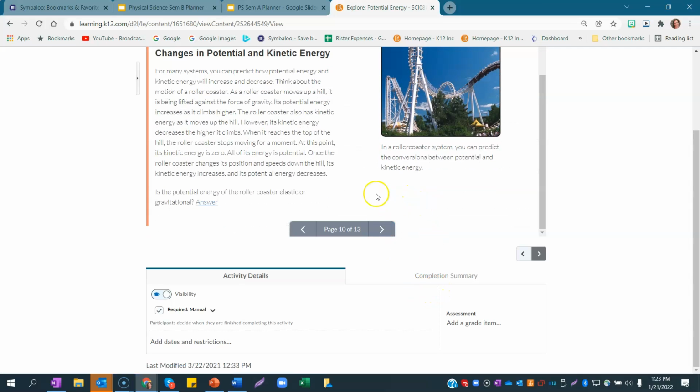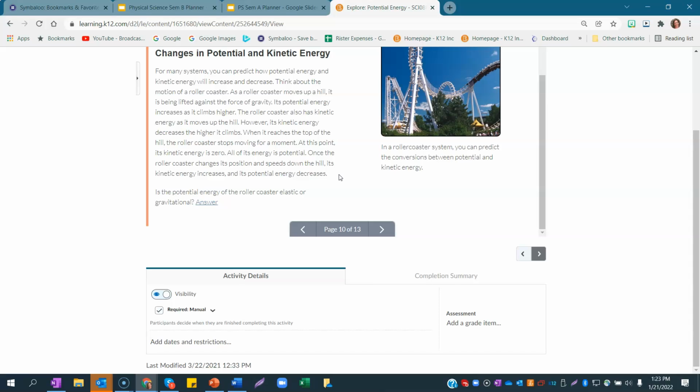This could help you even more. For many systems, you can predict how potential energy and kinetic energy will increase and decrease. Think about the motion of a roller coaster. As a roller coaster moves up a hill, it is being lifted against the force of gravity. Its potential energy increases as it climbs higher.